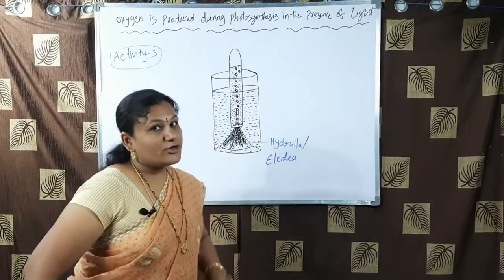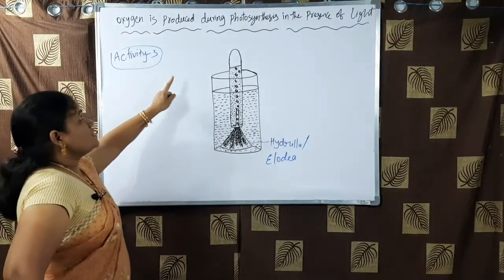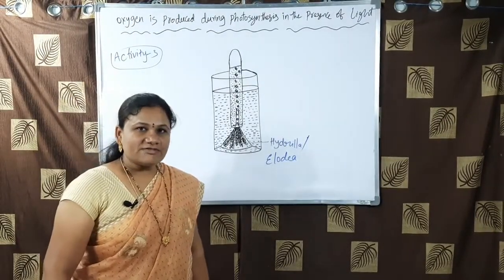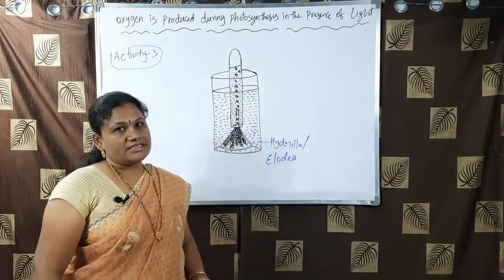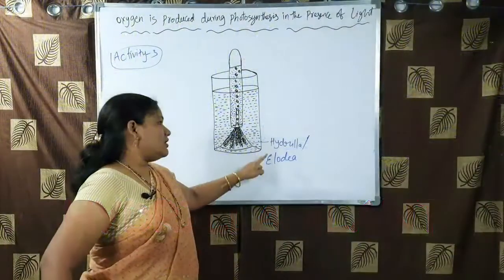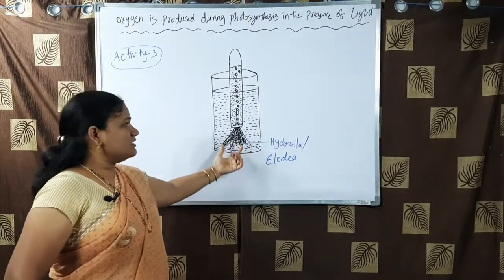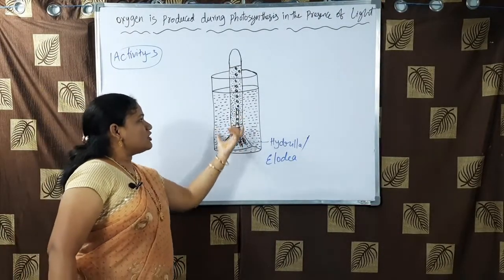In this class, we are going to prove oxygen is produced during photosynthesis in the presence of light. For this activity, we should take water plants, that is hydrilla or elodea plants. We should take either one. Insert these twigs into the short stemmed funnel.